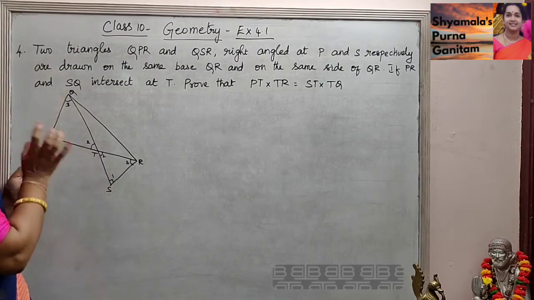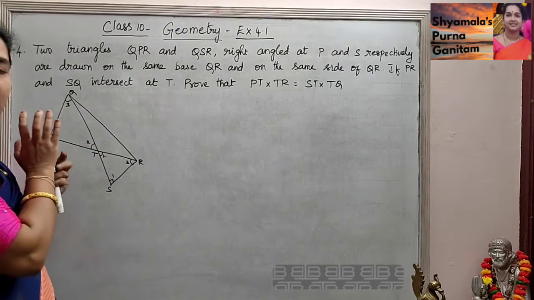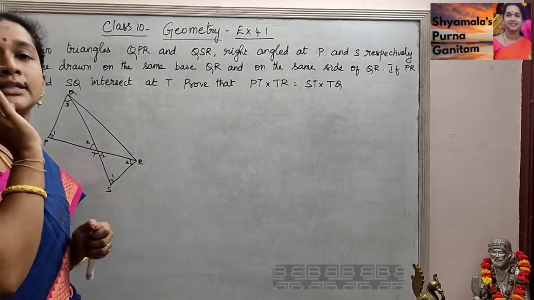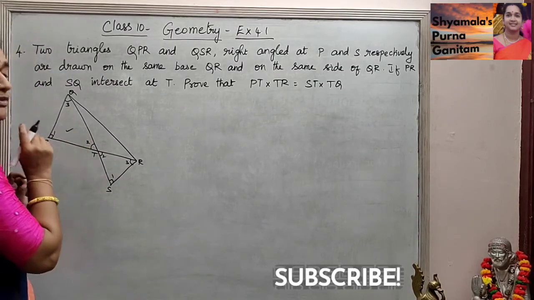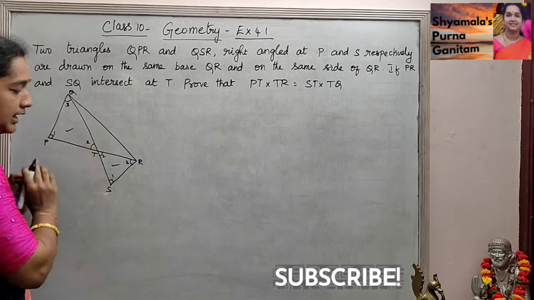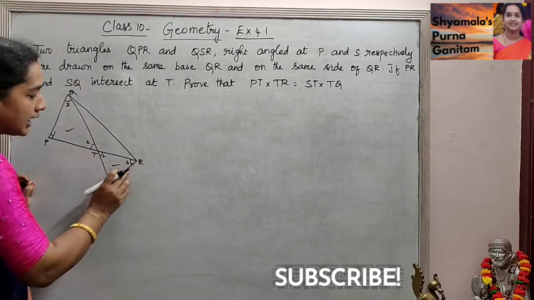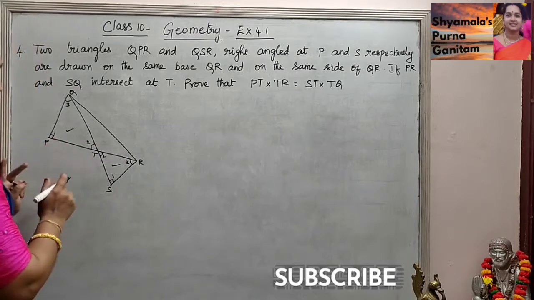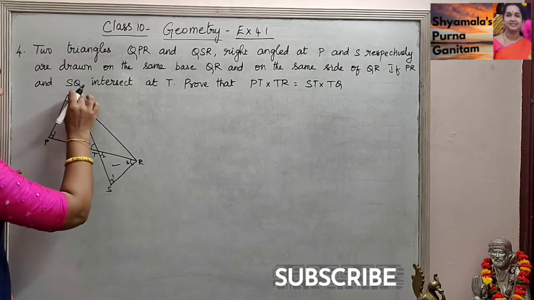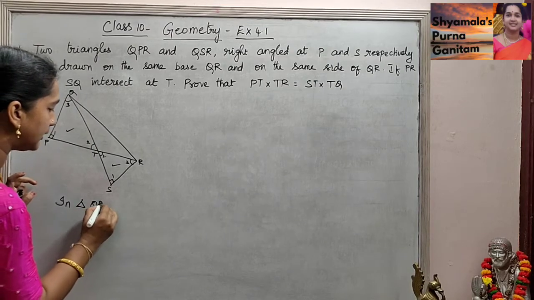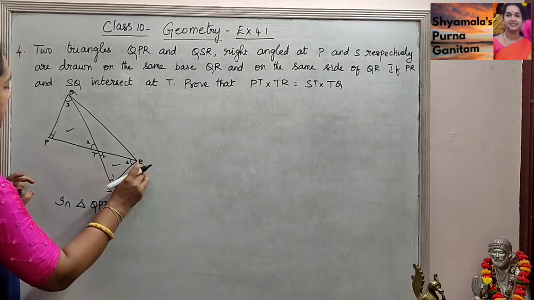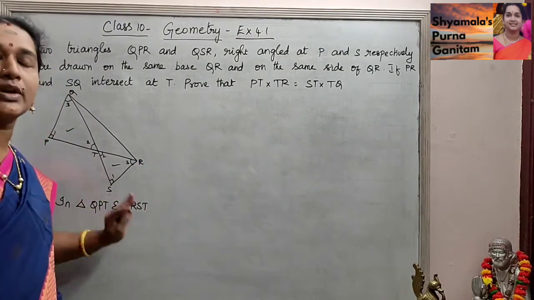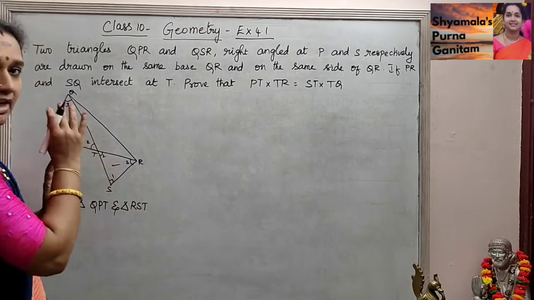Since they are considering these sides and the angles are given for these two triangles, first we will prove the similarity of these two triangles. That is, we take triangle QPT and triangle RST. We will take these two triangles and prove the similarity of the triangles first. So, in triangle QPT and triangle RST, we will check whether they are similar or not.